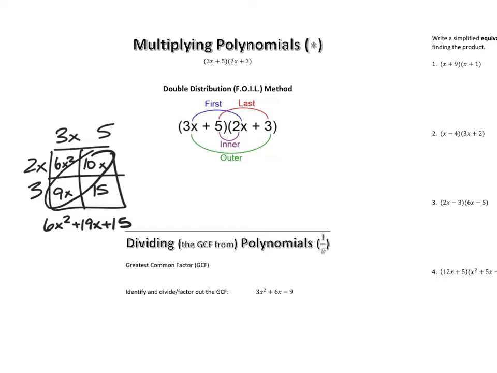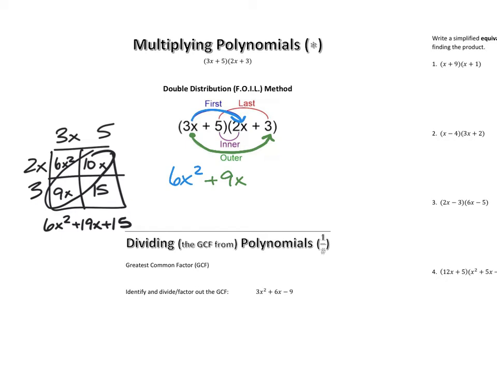So the double distribution method is basically saying I'm going to take this first term in the first parentheses and I'm going to distribute it like normal. Okay? Little arrows. So we're taking the first numbers in each of the parentheses and multiplying them together. That's this. So that's 3x times 2x, that's 6x squared. Then we're going to take that same first piece and continue to distribute it, because it needs to be distributed to both pieces. 3x times 3, that's 9x.